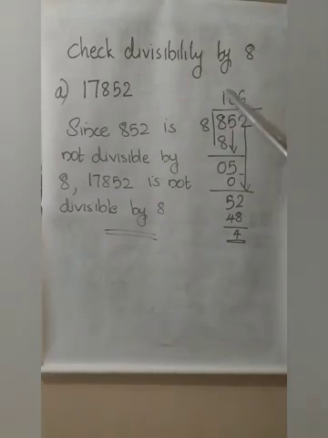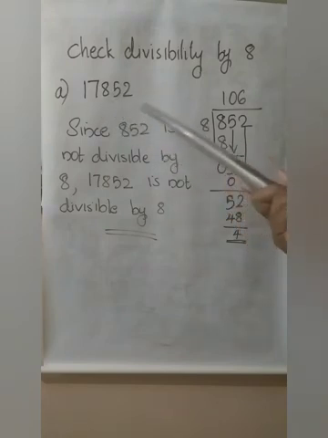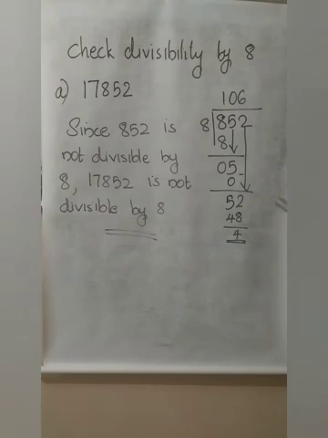So check whether 852 is divisible by 8. 8 in 8, how many times? 1. Now 5 is less than 8, so we put 0. 0 into 8 is 0. Writing the 5 again, then this 2. 52 is not there in the table of 8. The nearest number is 48. That means 8 into 6 is 48. Subtracting, what remainder do you get? 4. That means 852 is not divisible by 8. So can we say this number is divisible by 8? No. Since the last 3 digits are not divisible by 8, we can say the number 17,852 is not divisible by 8. In this way, we check the divisibility by 8.